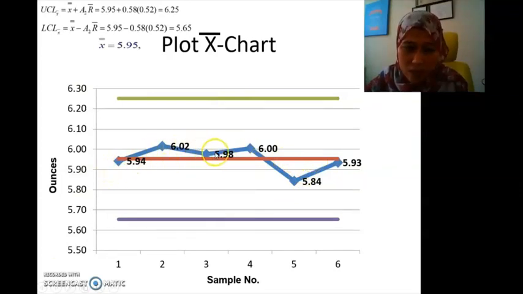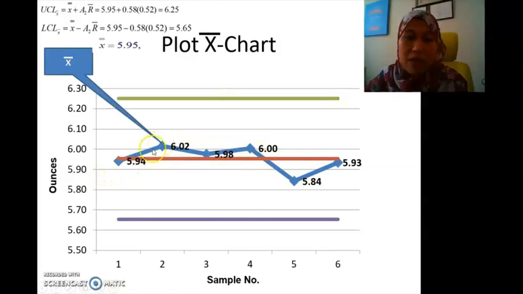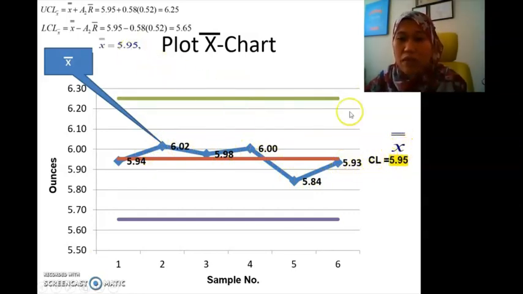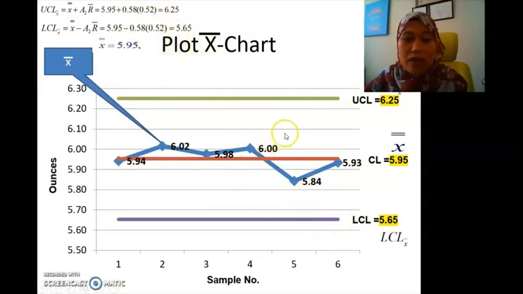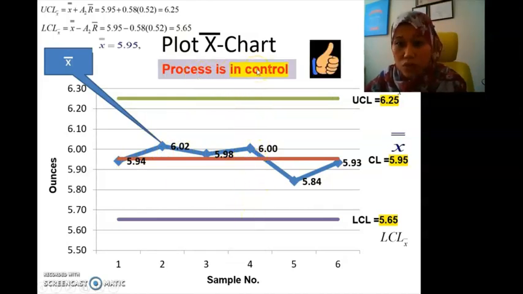What do we need to plot here? It is the value of the X bar for samples 1 until 6 that we calculated earlier. So we plot all the X bar values here. The central line is 5.95, the upper control limit we calculated earlier is 6.25, and the lower control limit is 5.65. So what can we conclude from this? Since none of the X bar values exceed the upper and lower control limits, we can say that the process is in control.